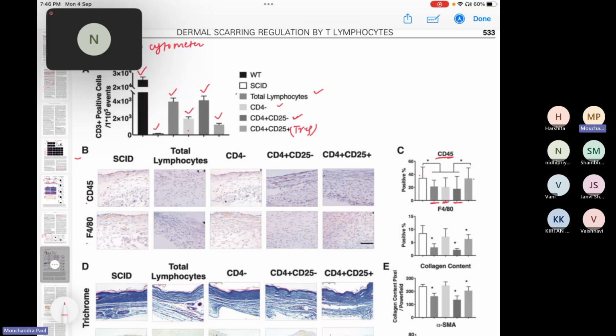Then they similarly saw how the activity of the macrophages is affected. So in skid mice groups with total lymphocytes and CD4 cells, only there the activity of macrophages has reduced. Whereas in the other group, the reduction is not that significant.